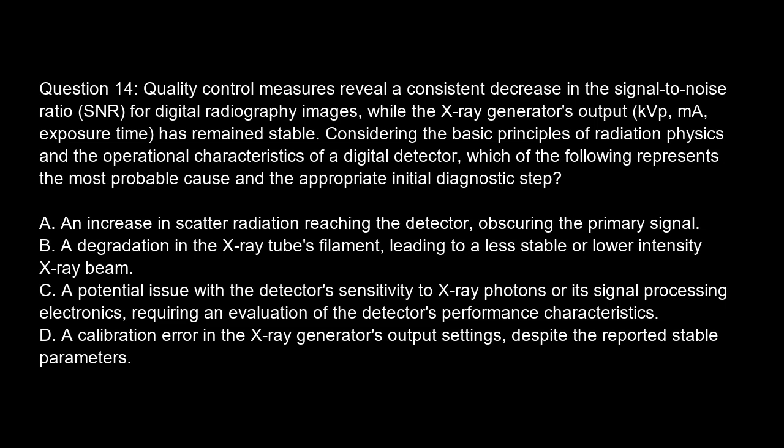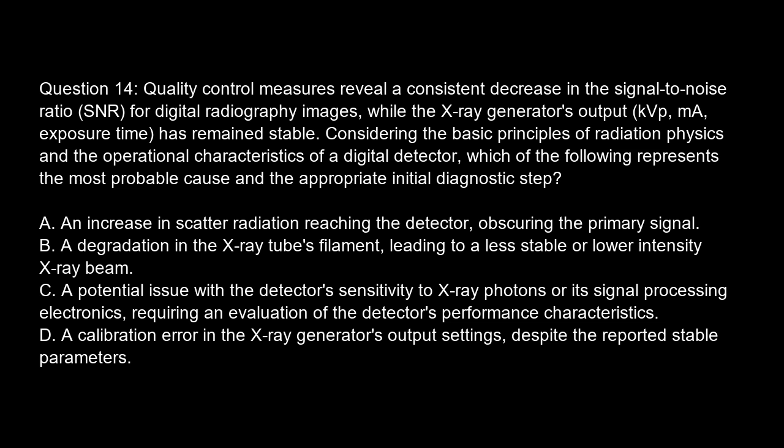Quality control measures reveal a consistent decrease in the signal-to-noise ratio, SNR, for digital radiography images, while the X-ray generator's output, kVp, mA, exposure time, has remained stable. Considering the basic principles of radiation physics and the operational characteristics of a digital detector, which of the following represents the most probable cause and the appropriate initial diagnostic step?